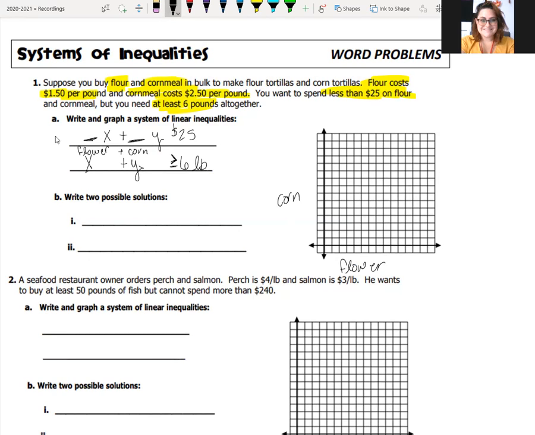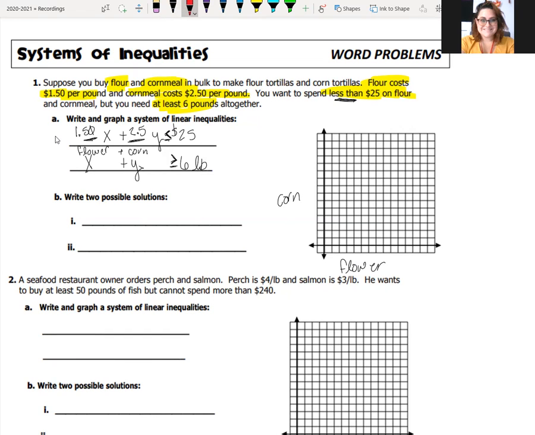And in this case, what number went with flour? 1.50. What number goes with corn? 2.50. And we need no more than. We want to spend less. So we would have 25 being the biggest, and it can also equal 25. Now we need to solve each of these.